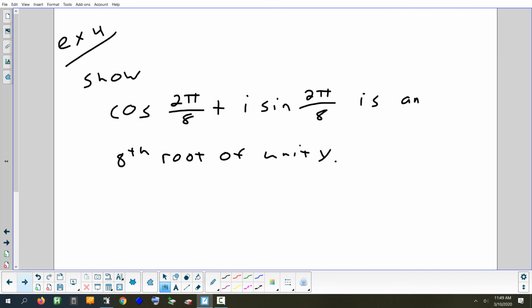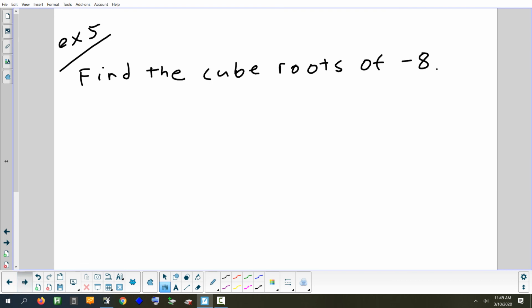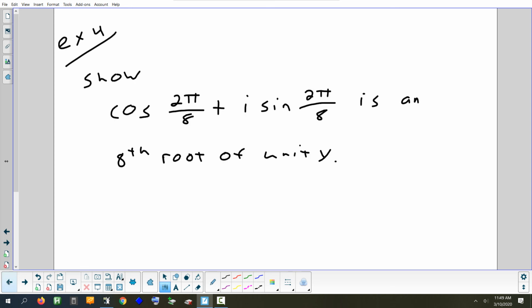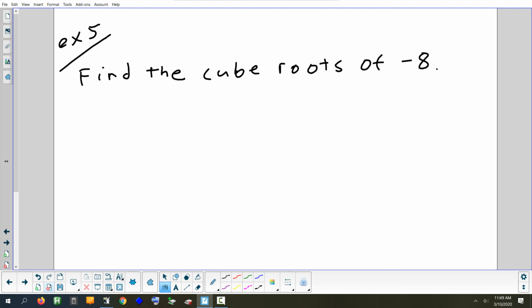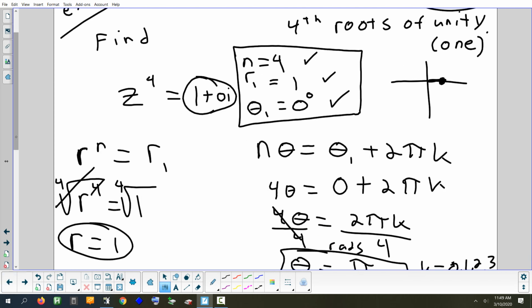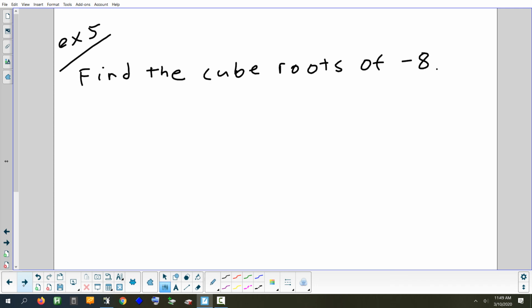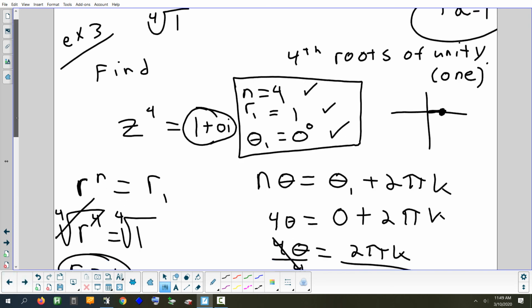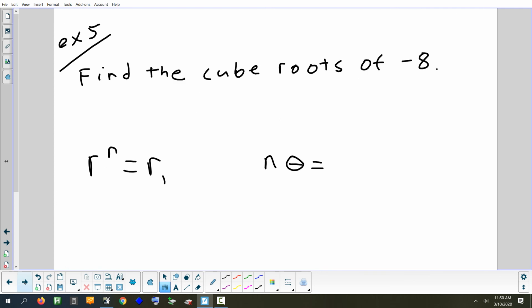Let's try, yeah, 2 left. I think we'll probably have time for both of those. Let's try to find the cube roots of negative 8. All right, so first thing you want to do is just copy down those two equations in black. R to the n equals R to the 1. And n theta equals theta 1 plus 2 pi k.